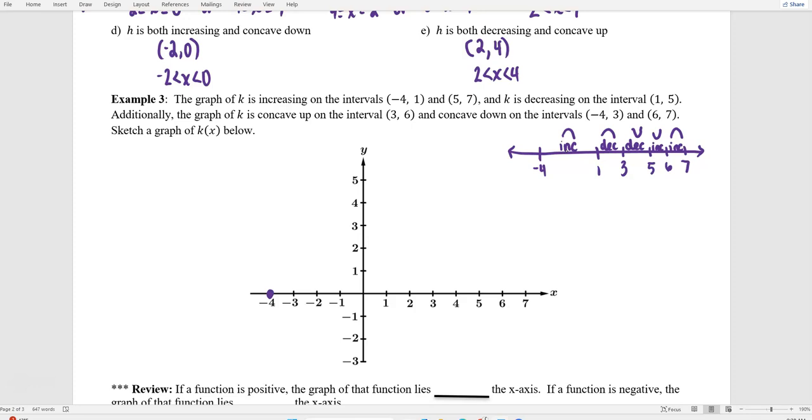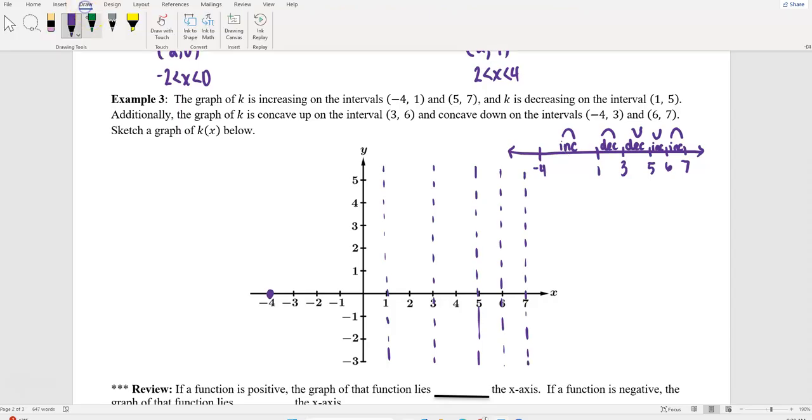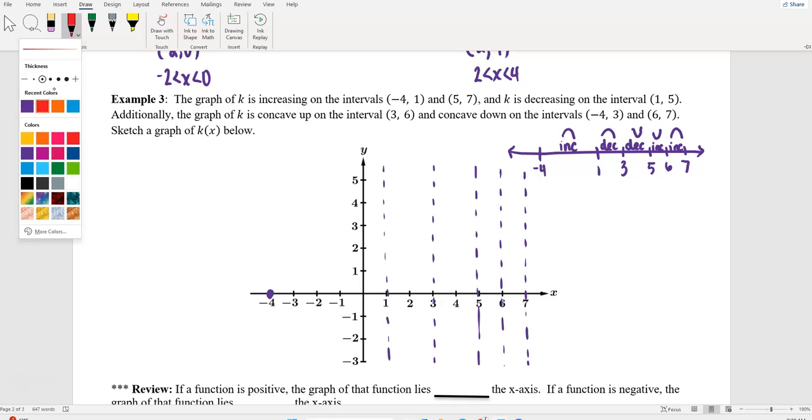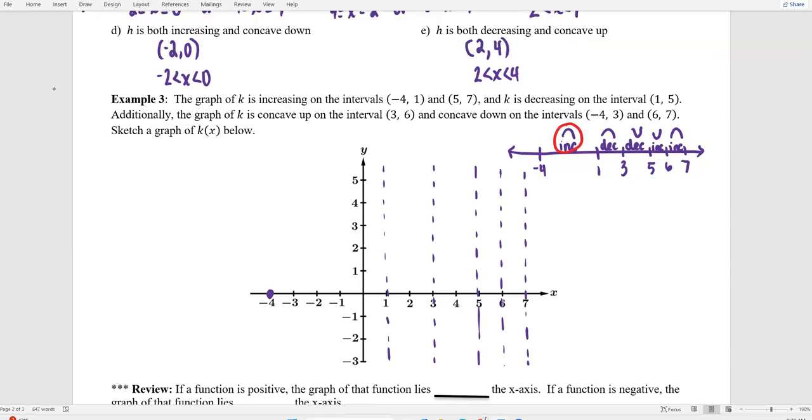In fact, I'm going to put myself some dotted lines. These are not part of the graph, but they are going to help me know when to stop my pieces of the graph. So all these things I've got going on here, I can deal with. In fact, I'll color code it here. So let's do this first piece, increasing, concave down, all the way till I get over here. So it could look something like this.